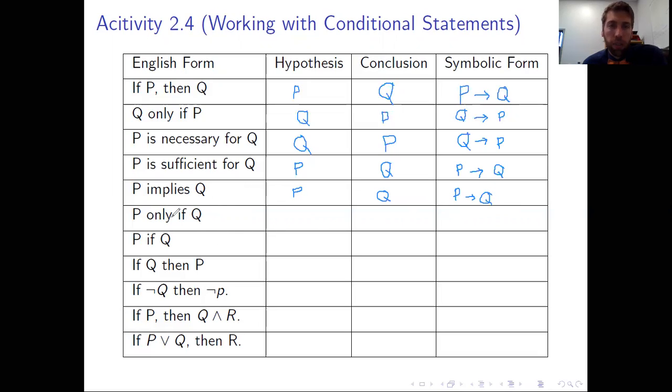P only if Q. Well, we just had that over here. So it's backwards of that. So hypothesis is P. Conclusion is Q. P only if Q.